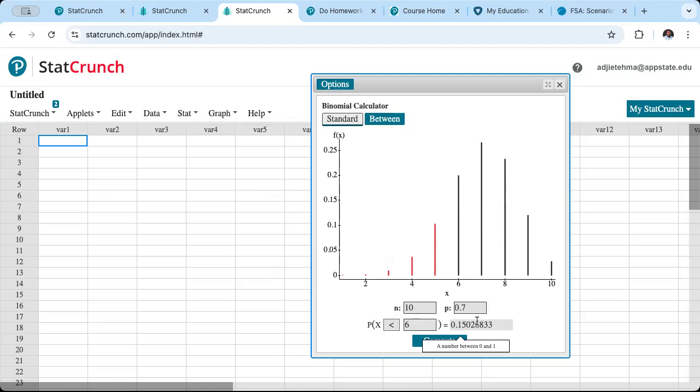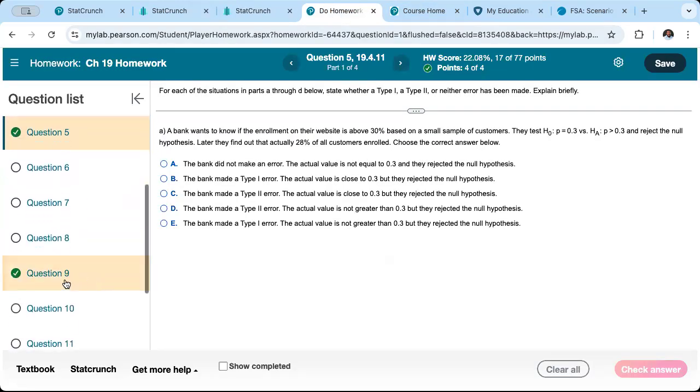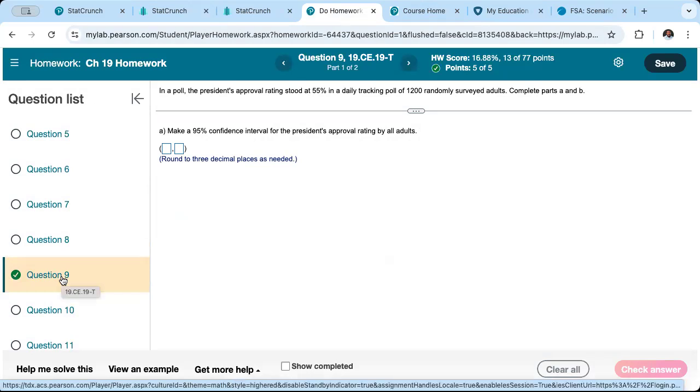Now, let's move to chapter 19, homework question 9, the one about the confidence interval. So we have chapter 19. Let's go to question 9. Okay. So it says that in a poll, the president's approval rating stood at 55% in a daily tracking poll of 1,200 surveyed results. We should find the 95% confidence interval. We know how to do this. We've talked about this in chapter 18 and I think 17 or so when we are dealing with the proportion.